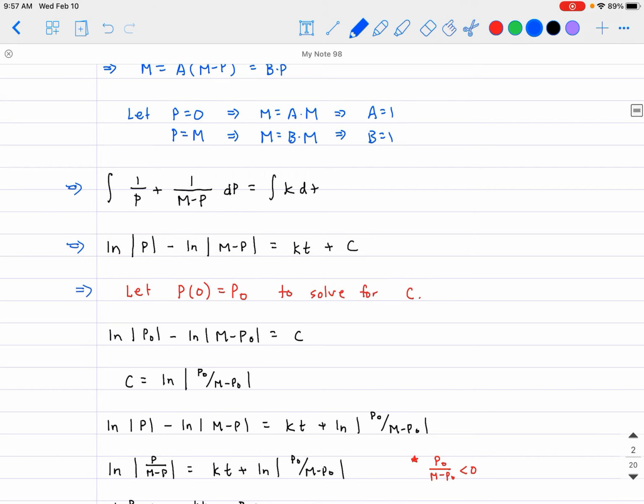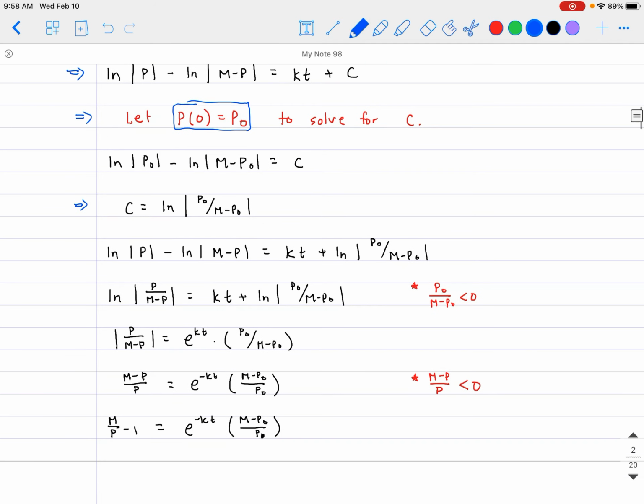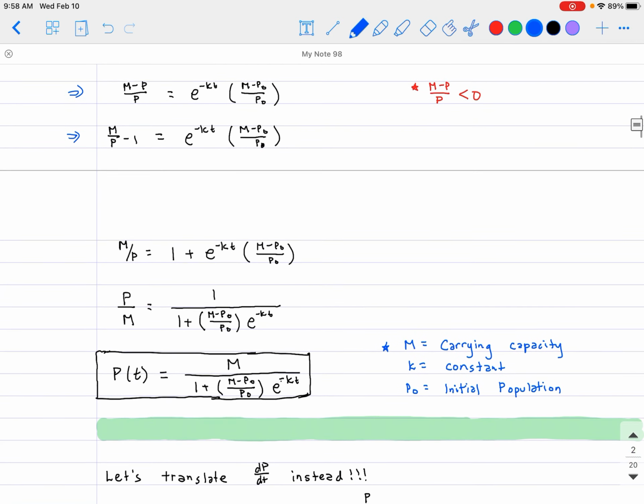And after we integrate, we're going to solve for what C is. And we usually say that the initial population, P of 0, is equal to some value P naught. We solve for what C is, and then afterwards we try to solve for P. And you can see that this right here is just some algebra procedure in order to get to the end result. So in the very end, this is what you're going to get. So feel free, if you need to back up or pause the video just to see the procedure, that's totally fine.